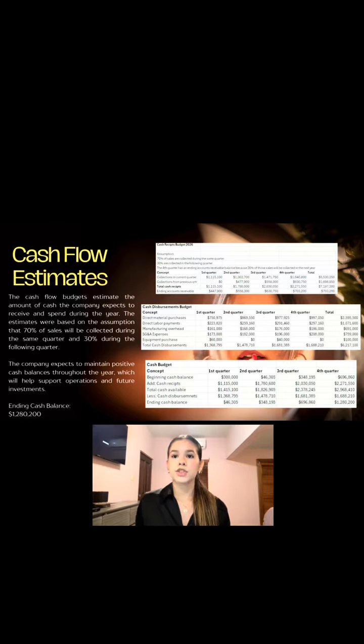The cash receipts budget shows expected collections from the customers, while the cash disbursements budget includes expected payments such as direct materials, direct labor, manufacturing overhead, selling and administrative expenses, and equipment purchases. Finally, the cash budget summarizes all cash inflows and outflows. According to the projections, the company expects to maintain positive cash balances throughout the year and end with approximately $1.280 million in cash. Overall, these projections show Beo Cosmética Natural's strong financial plan, positive cash flow, and good financial organization to support future growth and decision making.